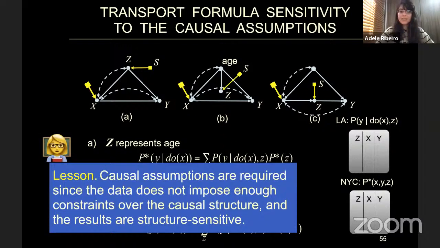So the lesson is, causal assumptions are required since data does not impose enough constraints over the causal structure, and the results are structure sensitive.